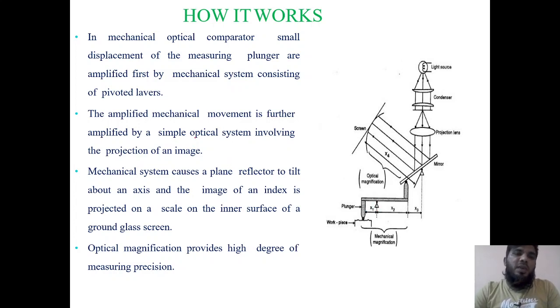So the amplified mechanical movement is further amplified by a simple optical system involving the projection of angles. Here also, if you see this, the small x is again pivoted here. Because of the motion of this, it gets deviated. So this small deviation makes the image deviate a lot. So the image will be getting deviated. So there will be a formula like this.